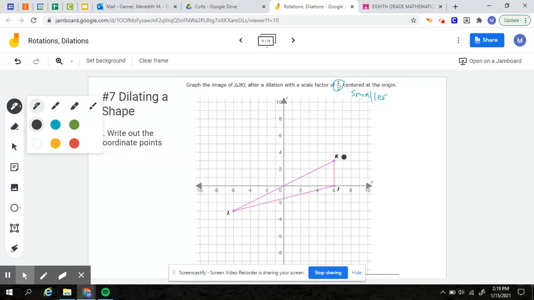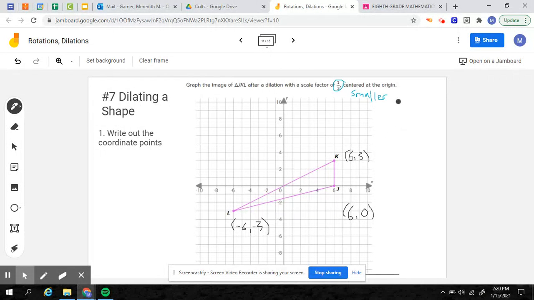So K is at 6, 3. J is at 6, 0. And then finally, L is at -6, -3. Okay, so just a reminder, when writing coordinate points, it always goes X, which is your distance sideways from your origin, followed by the Y, which is your distance up and down from your origin. Okay, so that's your first step, is I'm writing out the coordinate points for my 3 points there.